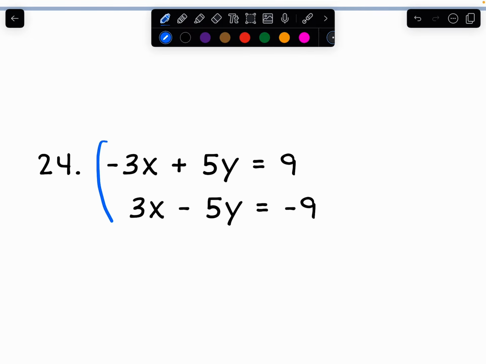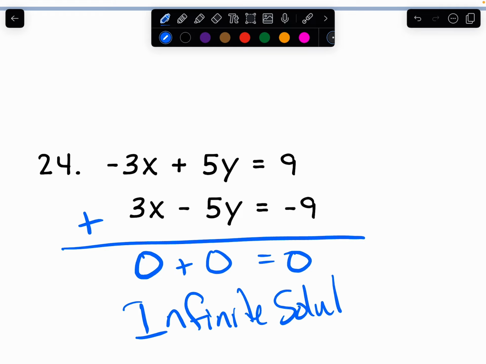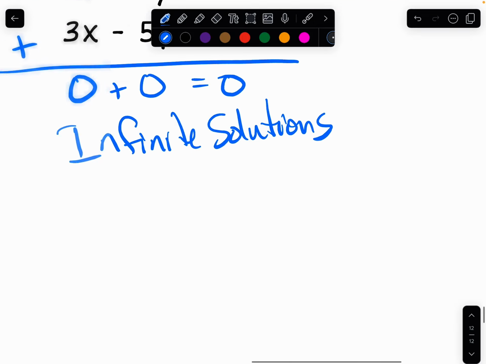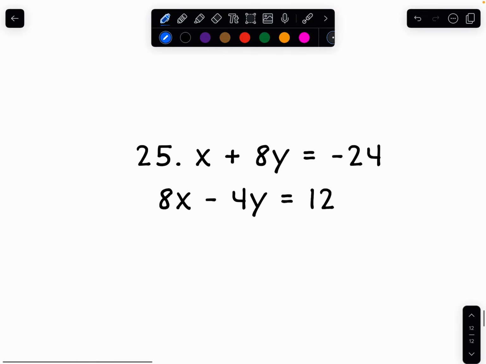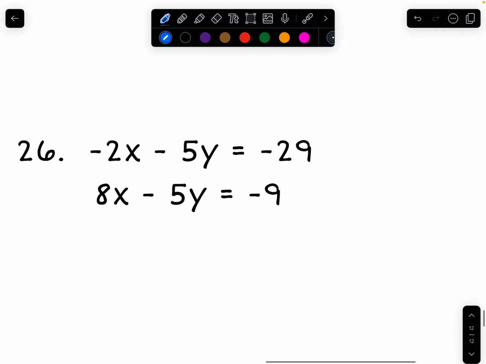Do you see how these are opposites of each other? So all we're going to do is add the two together. This is going to get me 0. Oh, look at that. 0 equals 0. Does that work? Yep, that's infinite solutions. Let's look at the next one. I don't want to do that one. I want to do this one.